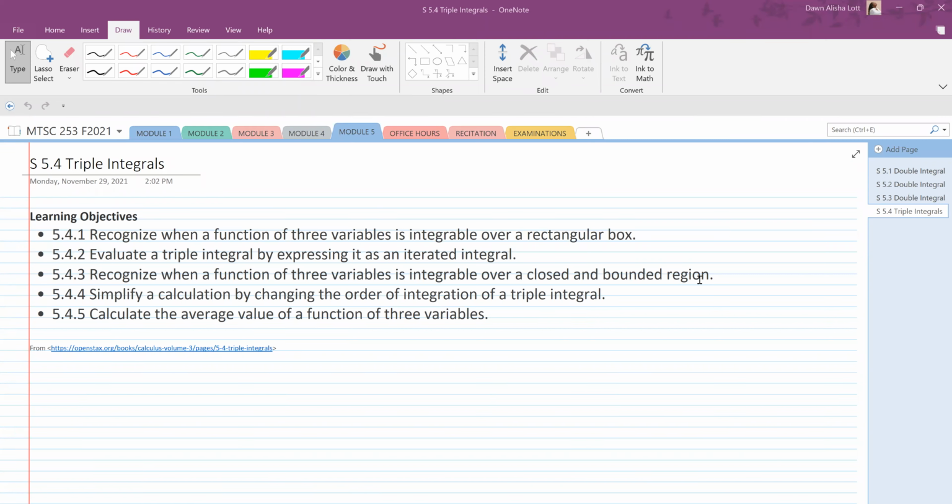This section is on triple integrals. I know it's funny, because in Calc 1 you see one integral and you can never imagine that there would be three of them stacked side by side, but there can be. You want to recognize when a function of three variables is integrable over a rectangular box. Evaluate a triple integral, expressing it as an iterated integral. Recognize when a function of three variables is integrable over a closed and bounded region. Simplify a calculation by changing the order of integration. And the last thing is to calculate the average value of a function of three variables.